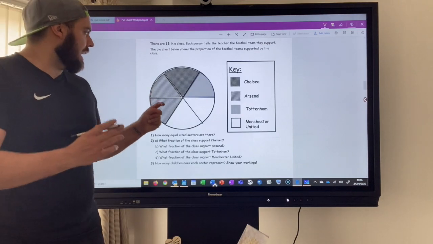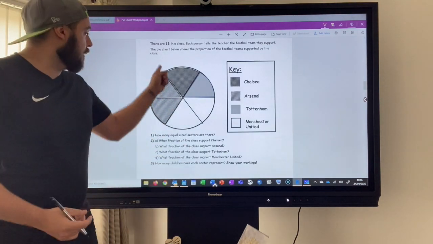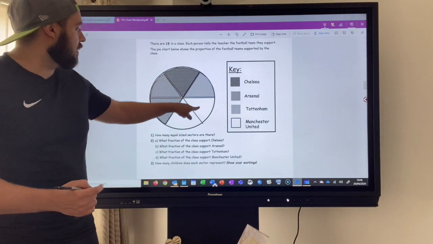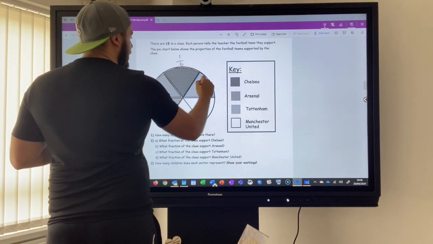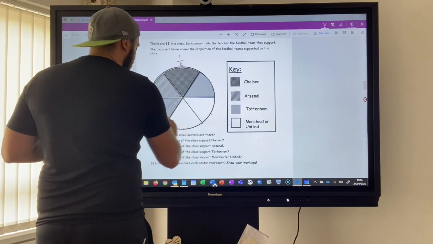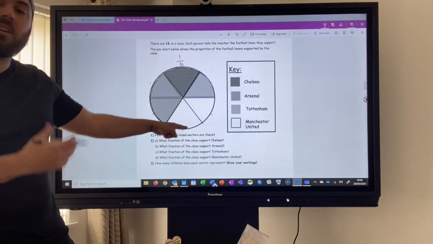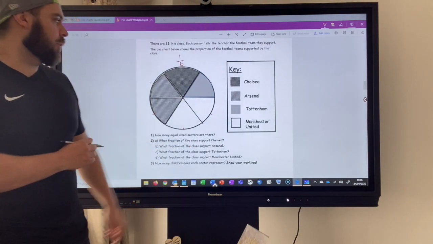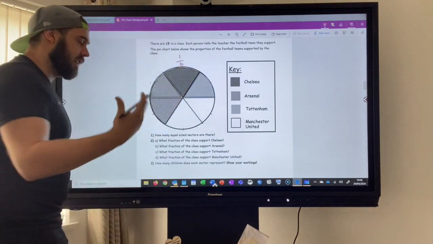Now, off the top of my head, I wouldn't be able to say, oh, I know what fractions they are, so I have to count them. They're all exactly the same, they're all equal size. And I've got 1, 2, 3, 4, 5, 6. So they are sixths. Okay? This is a sixth, this is a sixth, sixth, sixth, sixth, and sixth. How many equal size fractions are there? There are 6. Okay? Sixths. What fraction of the class support Chelsea? 1/6. One section, it's 1/6.